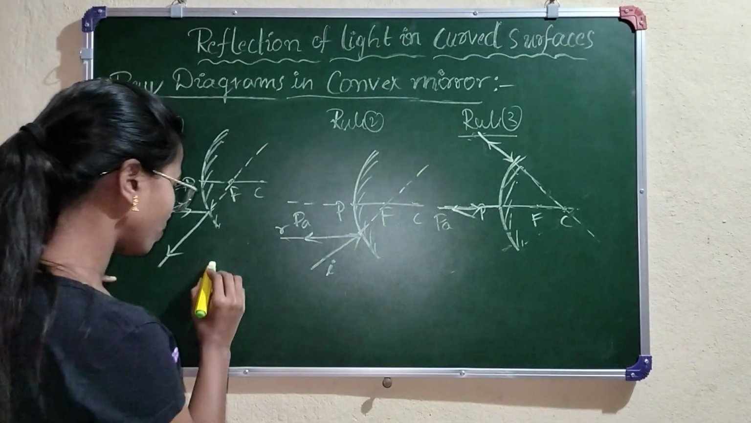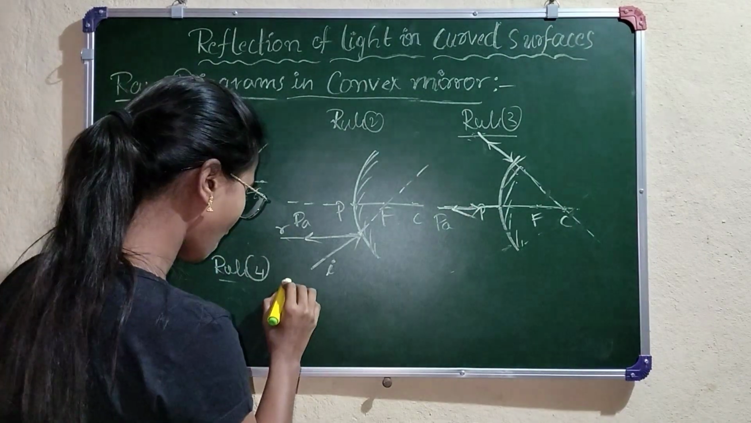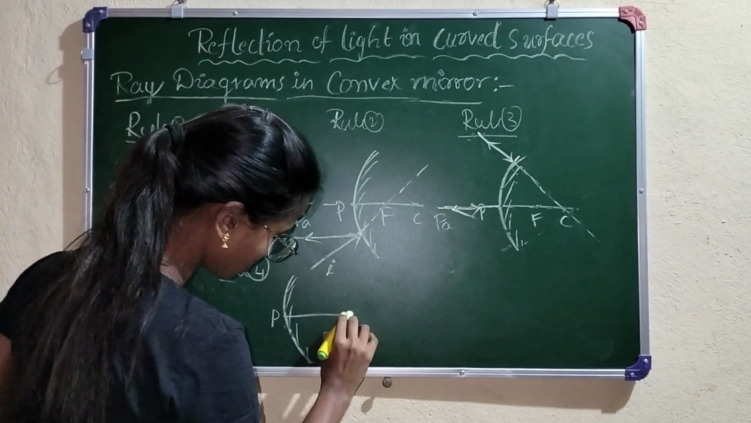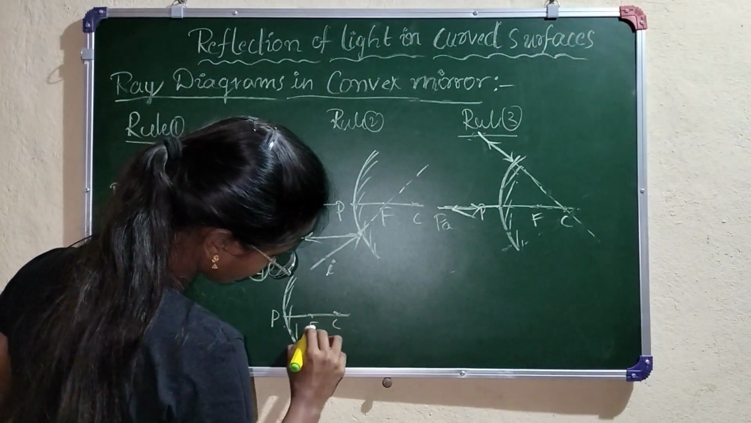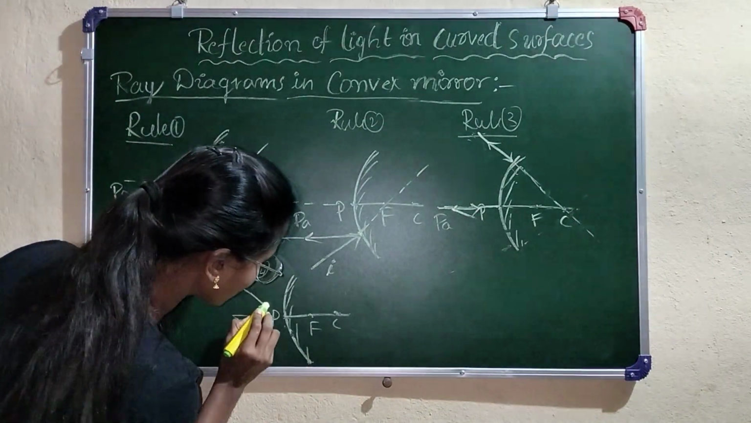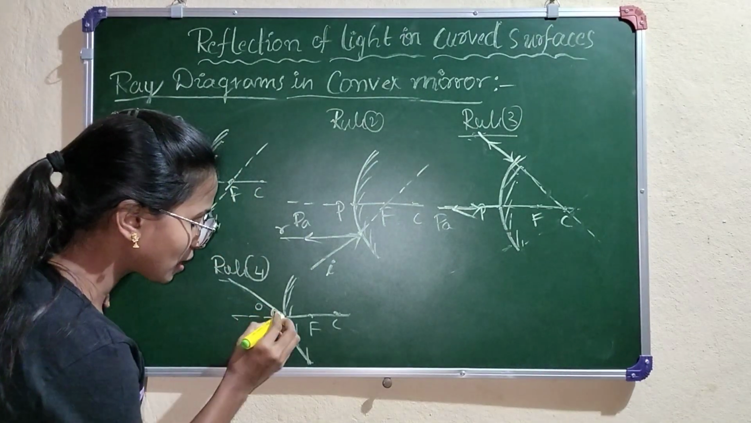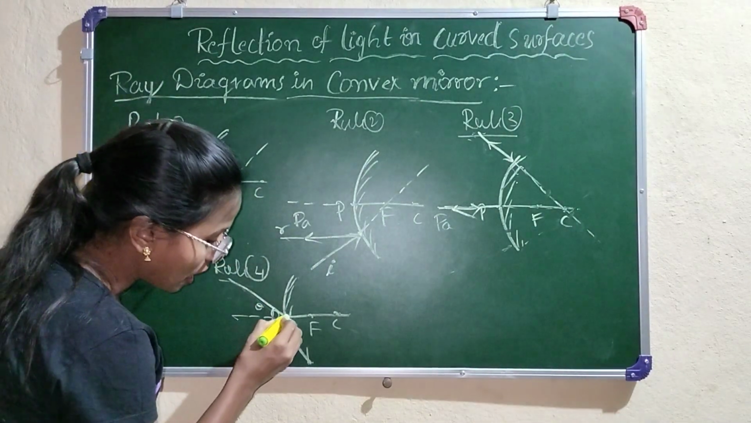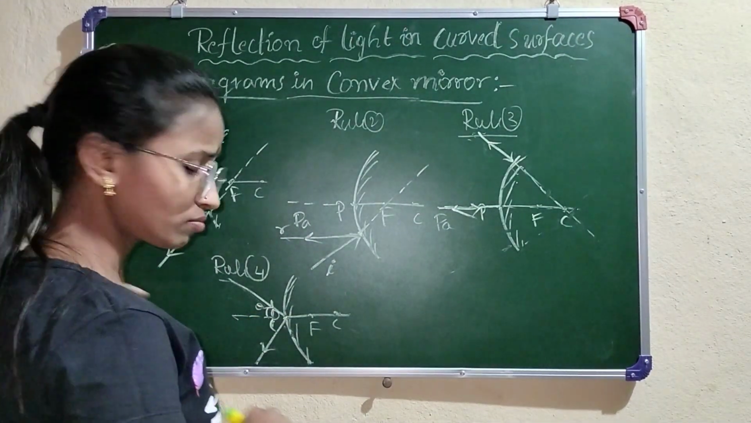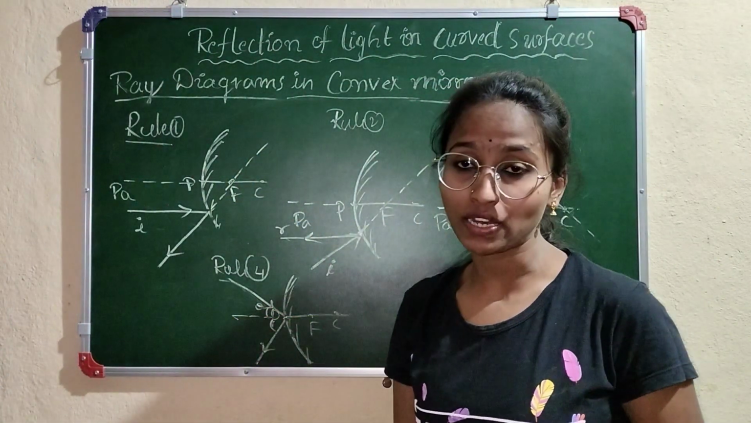And rule 4. Rule 4 is the same for the concave and convex. If the incident ray passes through the pole making some angle to the extended principal axis, it will reflect from the same point making an equal angle. That's it.